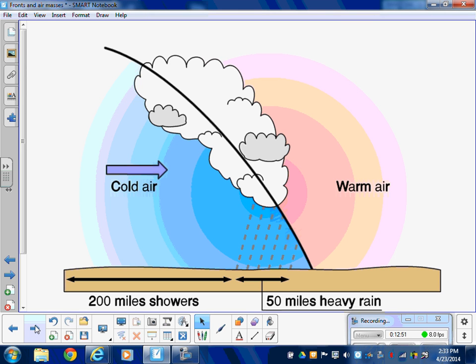So let's move on to this. When you have two air masses meet, it's called a front.